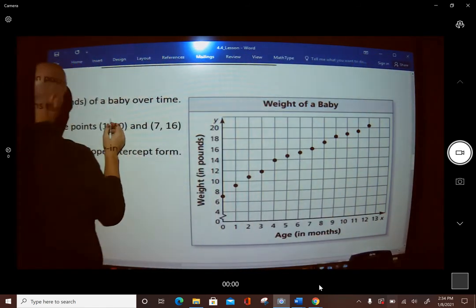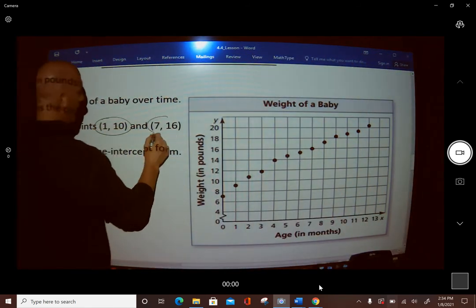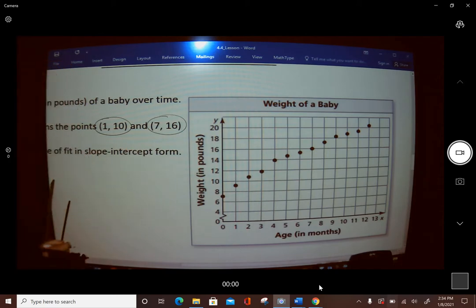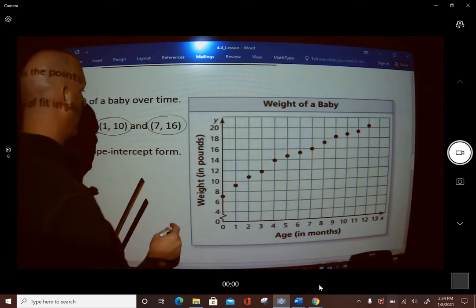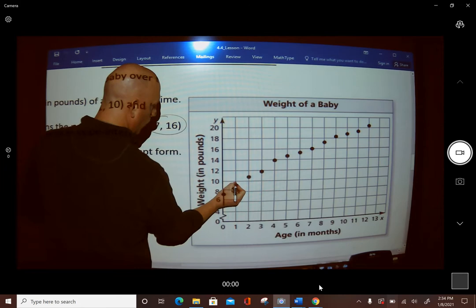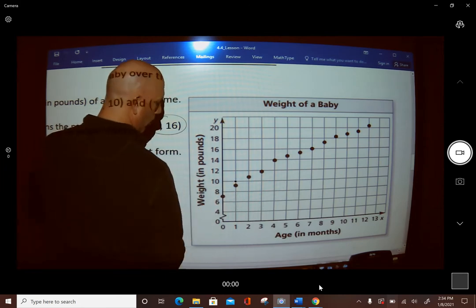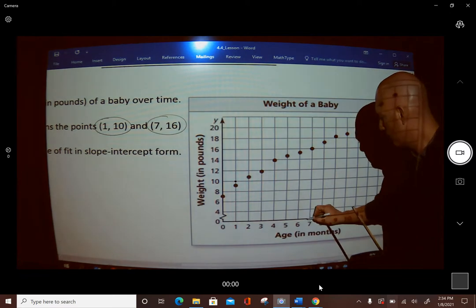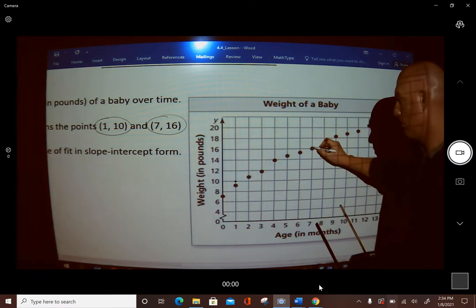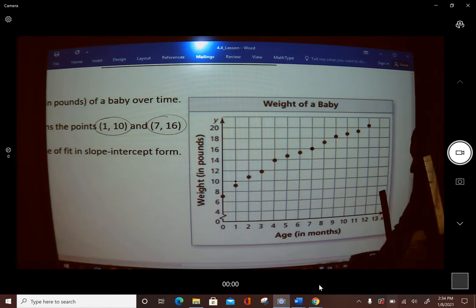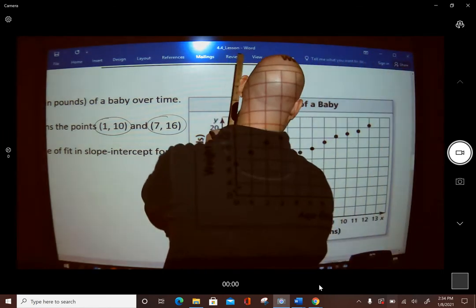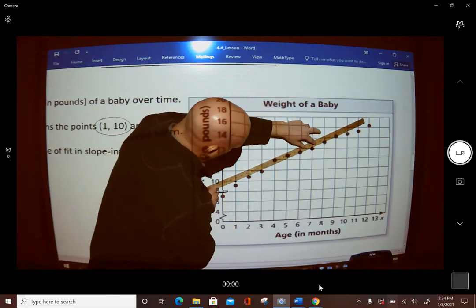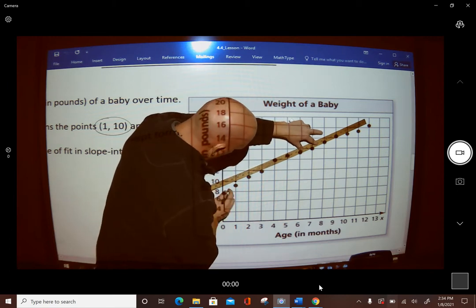We are going to make a trend line that goes through (1, 10) and (7, 16). So for us to be able to do that, first I'm going to plot the point. It goes through (1, 10), then it goes through (7, 16). If you have a ruler, you can just do this at home and draw it out like this. And we'll have a pretty decent line.